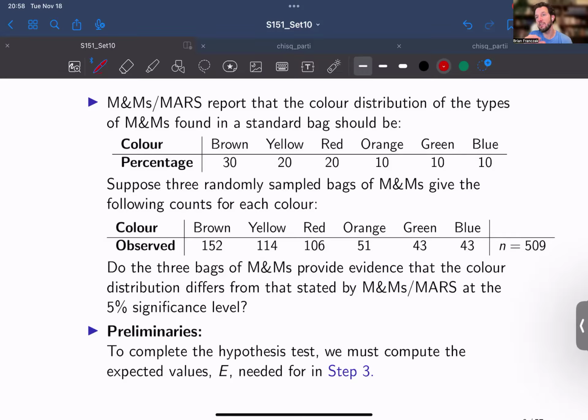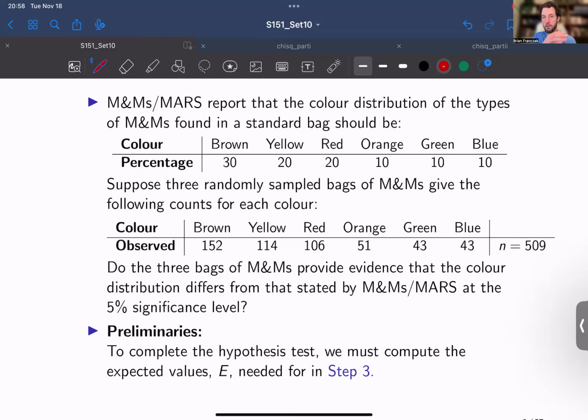Now the question is, is this actually true? If I buy a bag of M&Ms, will I actually observe that 30% of that bag are brown, 20% yellow, 20% red, 10% orange, 10% green, 10% blue? So this is the question: does an actual bag adhere to this stated probability distribution?